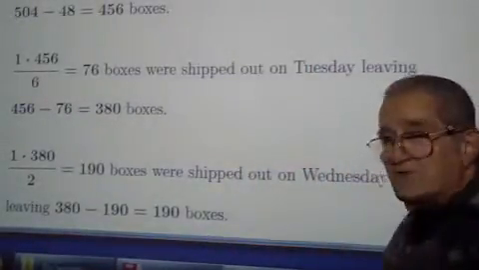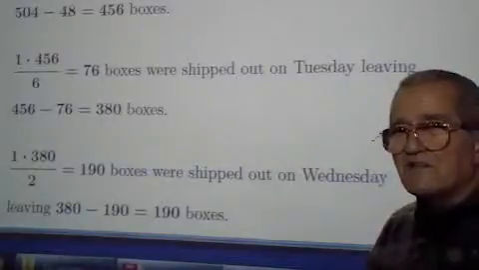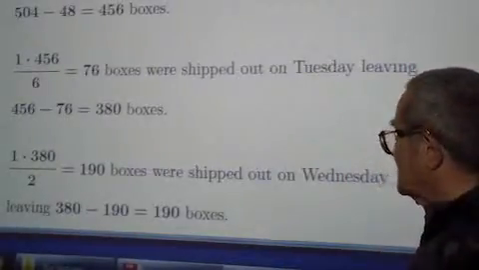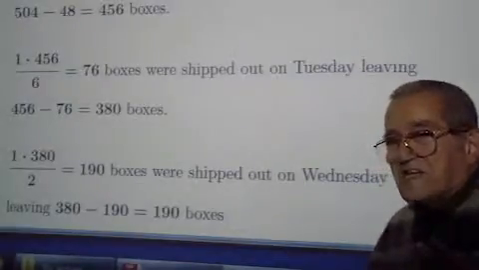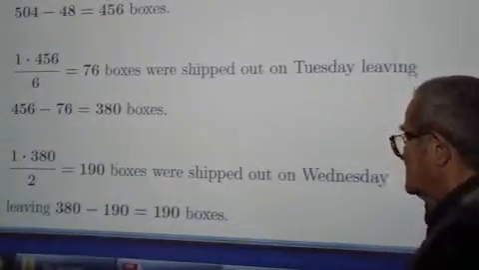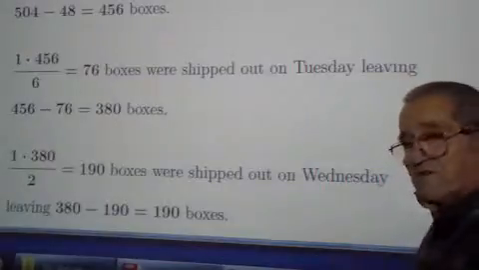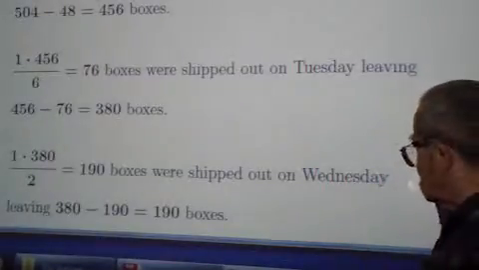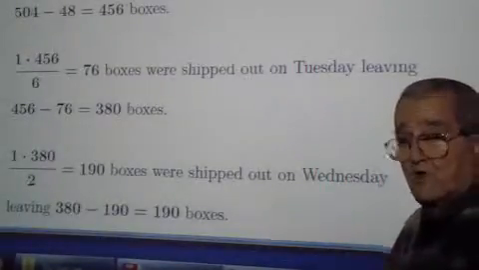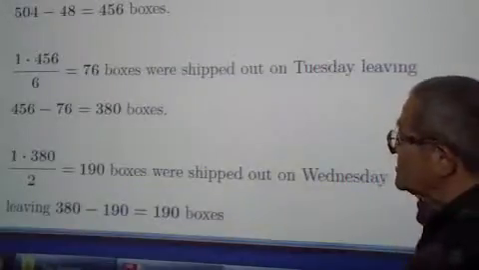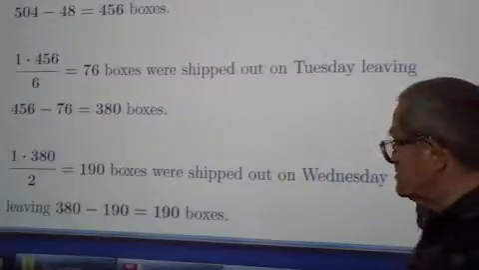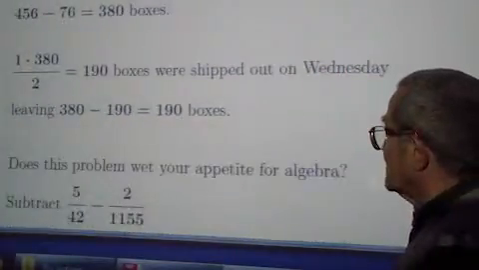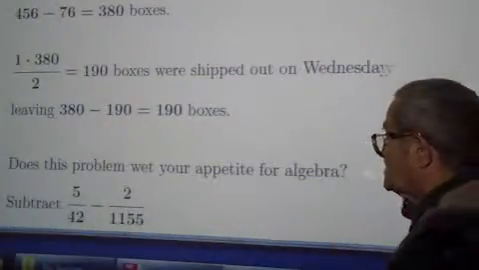Wasn't that a fabulous problem? Ooh, I love these problems. I can already hear it. Don't give me a word problem, I can't do it. It's more difficult, I grant you that. Can I do all the word problems? No. Do I have trouble with word problems? Yes. But when you do a lot of those, you get the hang of it. Does this problem whet your appetite?